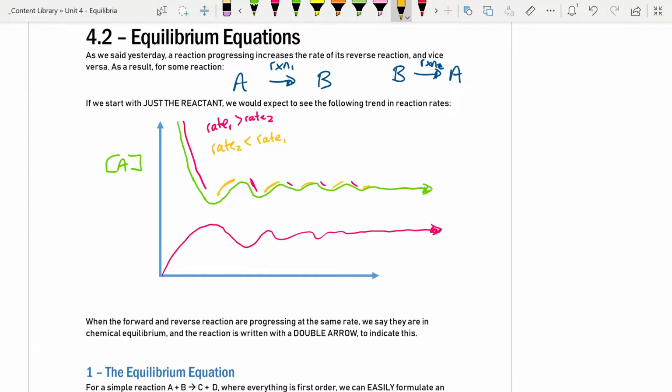And you can look at that from either graph. As long as A is going down, the first reaction must be happening faster. As long as B is going up, the first reaction must be going faster. But then when it switches, that must mean the second reaction is going faster, and so on and so forth. These just go back and forth. So anytime that we have that, you can see it from the graph. But then we reach this other point where the two rates are equal.